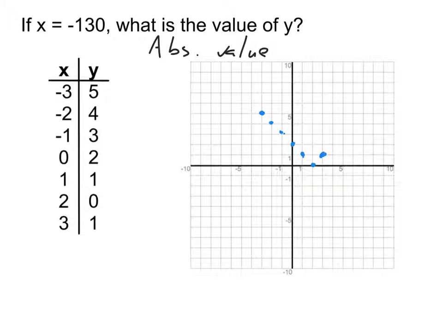Alright, so our normal absolute value is over here at 0, opening up. This one looks like it's opening up as well, but it's no longer over at 0. It's been shifted right 2. So write the equation of an absolute value function that's been shifted right 2.